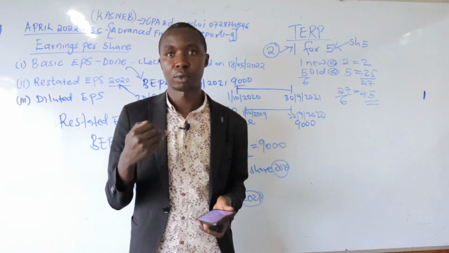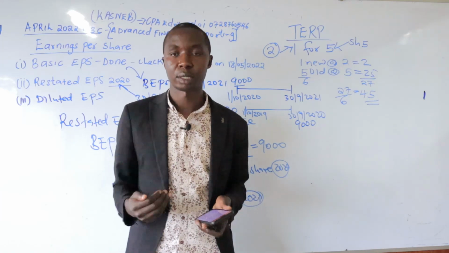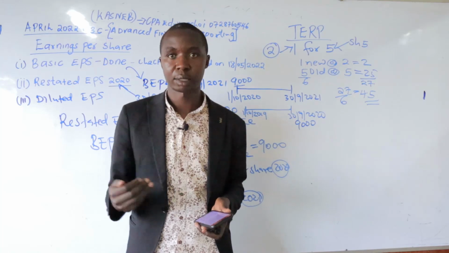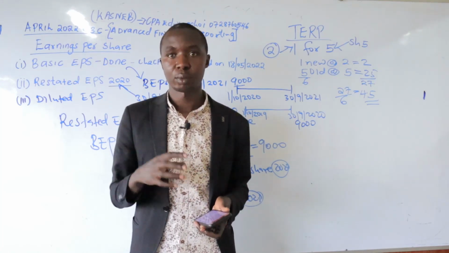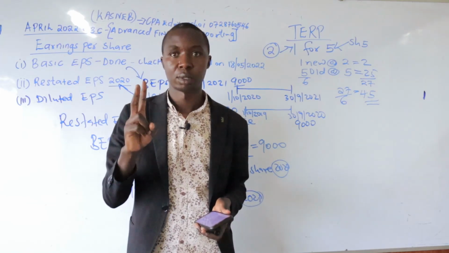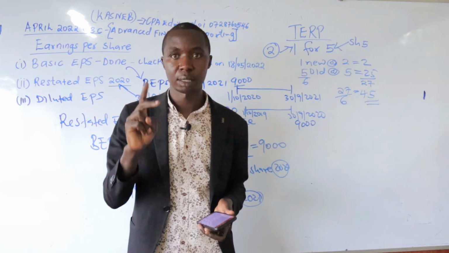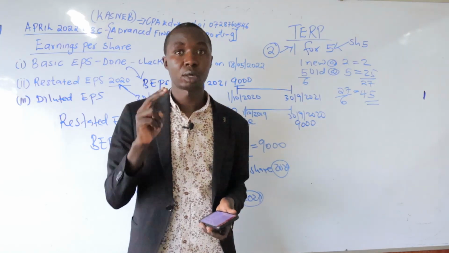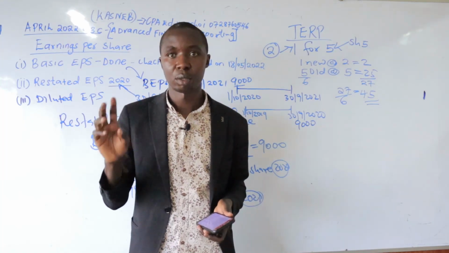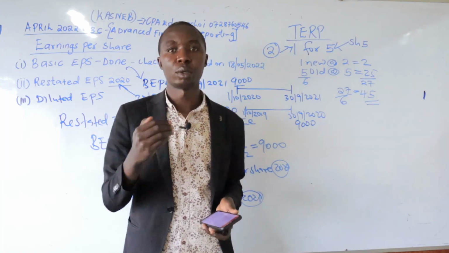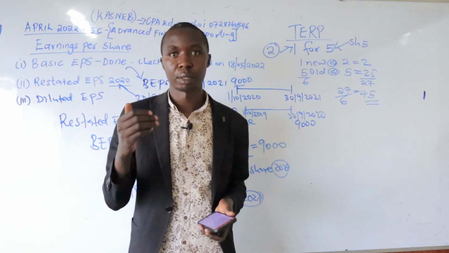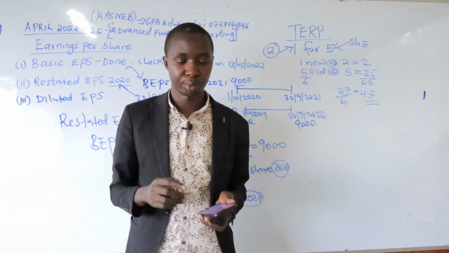In our question for April 2022, question 3, Advanced Financial Reporting paper, offered by Kasnet under CPA, under question 3C, the potential securities were two: the stock options and the debentures, which they called convertible bonds. So we need to know, when doing diluted EPS, how do you deal with bonds, and how do you deal with stock options?